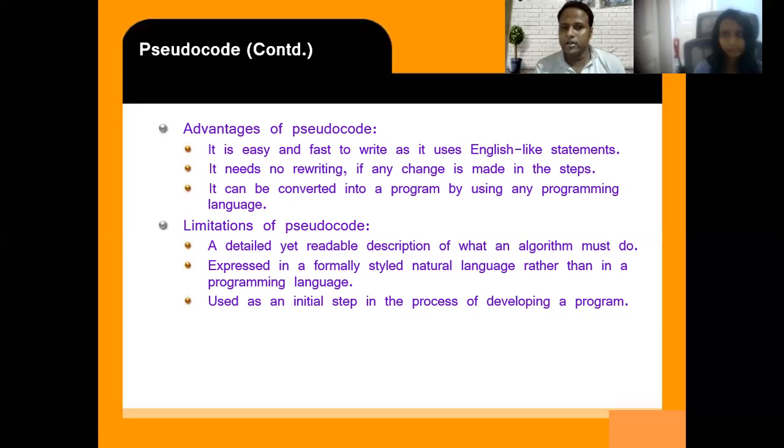And pseudocode is called the pre-format of your coding. So that is called the pseudocode.